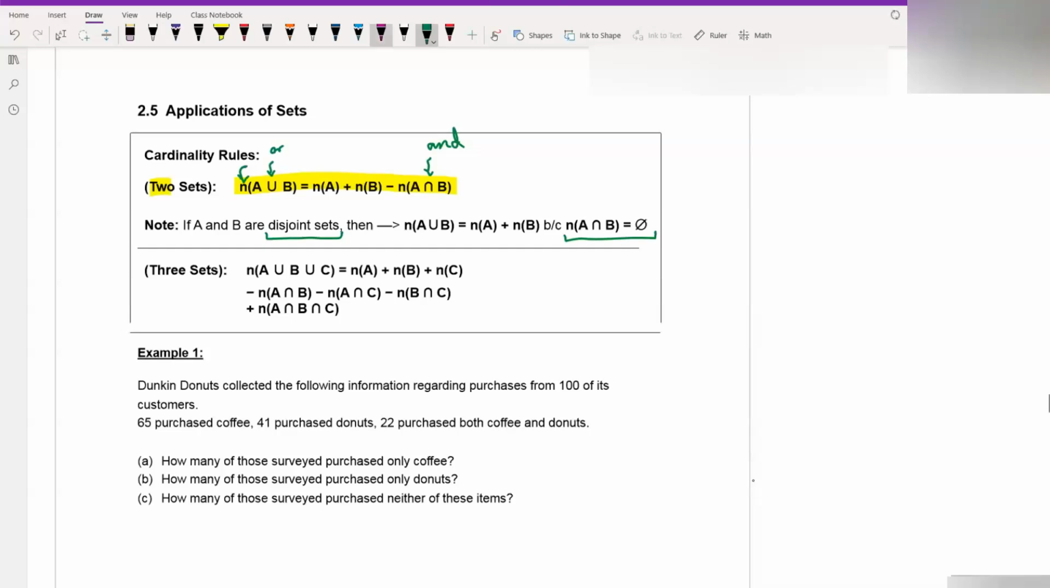So for disjoint sets, to find this part, you only need to add the number of elements in A plus the number of elements in B. And that's it.